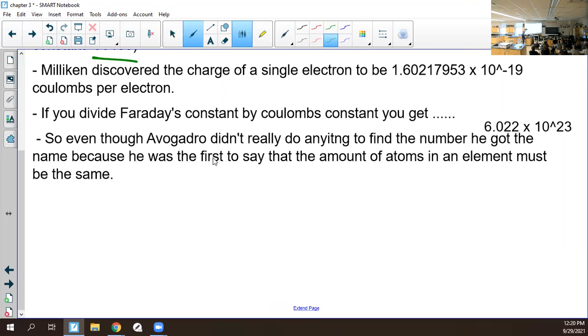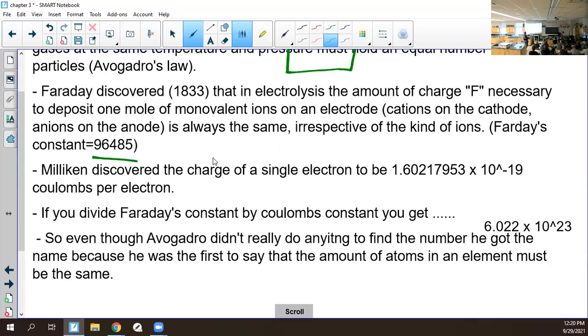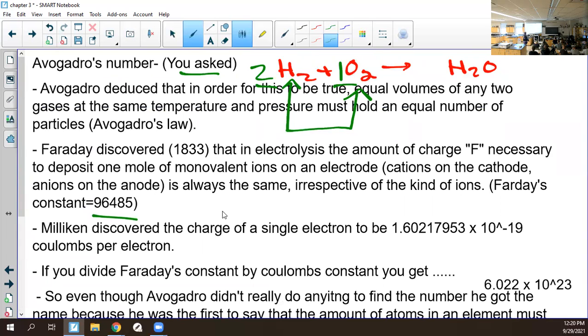So, my friends, even though Avogadro didn't really do anything to find the number, he got the name because he was the first to say there was a number. They were all the same. He didn't know what it was, but when they discovered it, they're like, we're ready to roll. We call it Avogadro's number. The prefix mol is short for molecules, because Avogadro really was saying that the gas molecules have to be the same. It says particles here, but molecules was shortened to moles, and life's great.